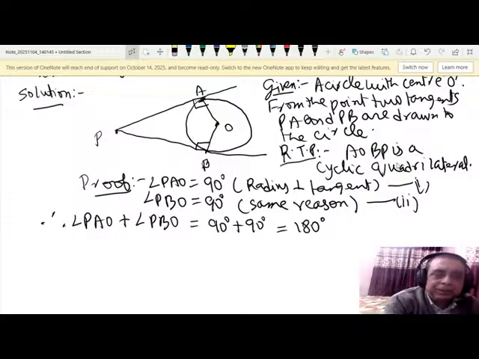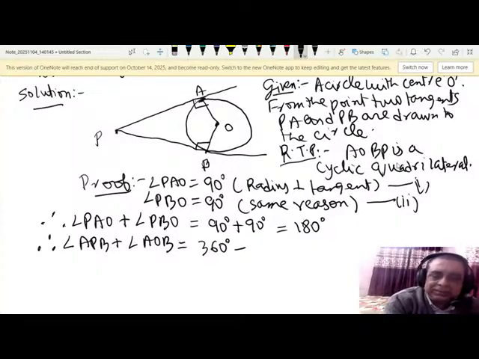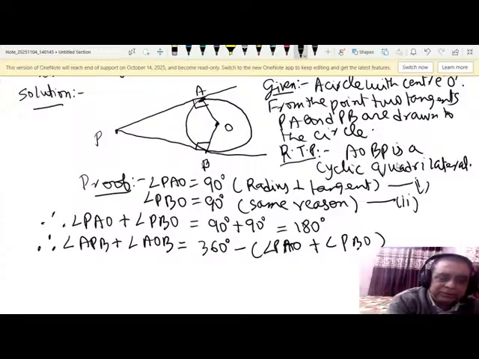Now in any quadrilateral we know that the sum of the four angles together is 360 degrees. So the other two angles, that is angle APB plus angle AOB together, will be how many degrees? It will be 360 degrees minus angle PAO plus angle PBO. Write the reason, because for every step you have to write the reason.